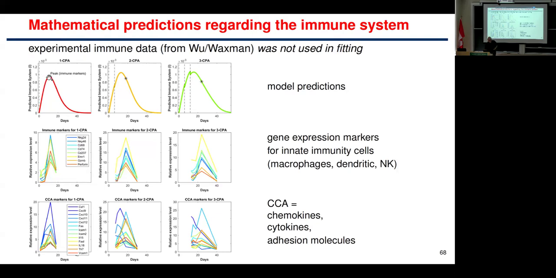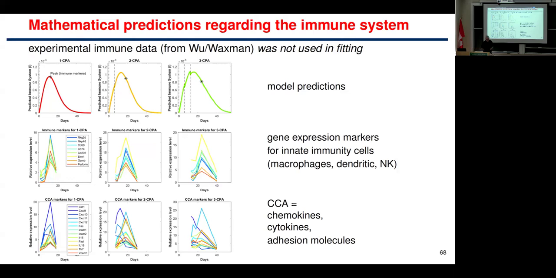And if we look at the peak time, for example, in the 1 CPA, so done every day, metronomic therapy, and we look at various markers, his lab had actually done expression data. So we look at markers for various types of chemicals in the environment, even perforin. They actually all peak about the same time and then go down. And the peak happens at the same time as our model was predicting.